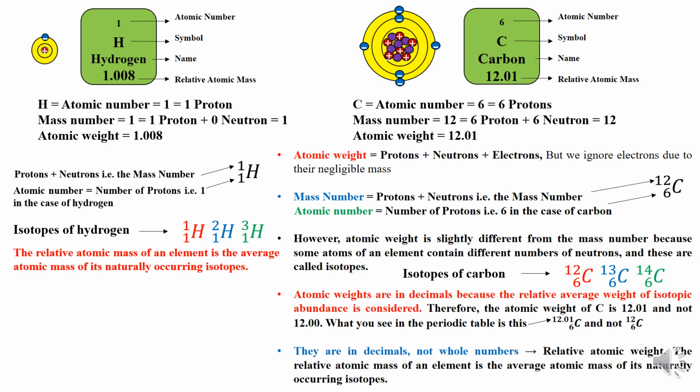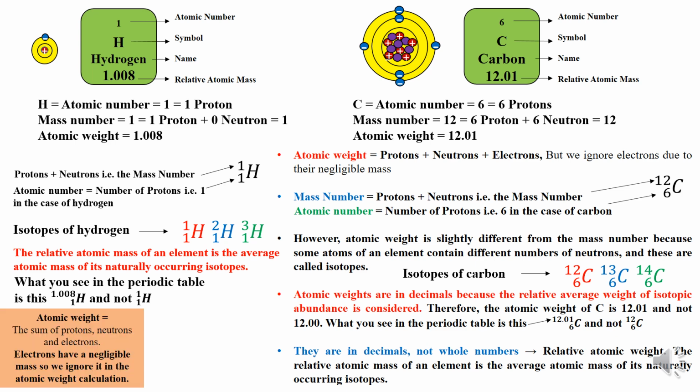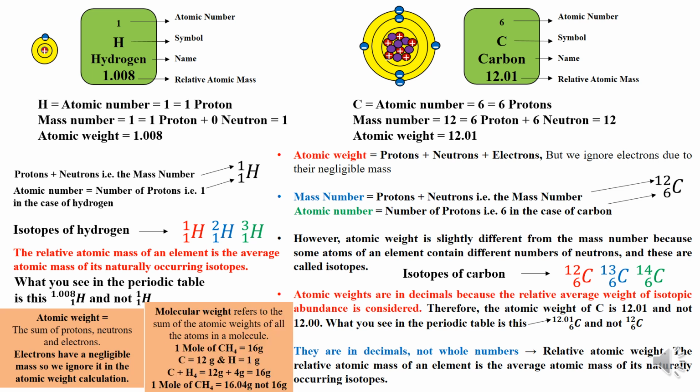The relative atomic mass of an element is the average atomic mass of its naturally occurring isotopes. In case of hydrogen, it is H1, H2 and H3, that is protium, deuterium and tritium. So what you see in the periodic table is the decimal value 1.008 and not 1. So atomic weight is the sum of protons, neutrons and electrons. And electrons have a negligible mass, so we kind of ignore them in the atomic weight calculation.